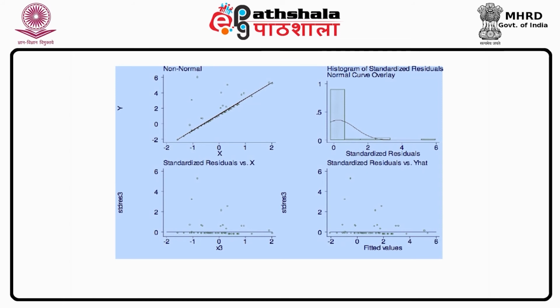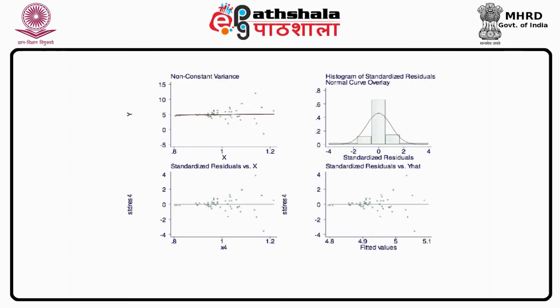So, when you overlay with the normal distribution curve, we can see that it is a departure from what we expect to see in case of normal errors. Also, the third and the fourth plot shows us the standardized residuals plotted against the x and the fitted values, which also tend to show us a pattern which we do not expect to see in case the assumptions are all satisfied.